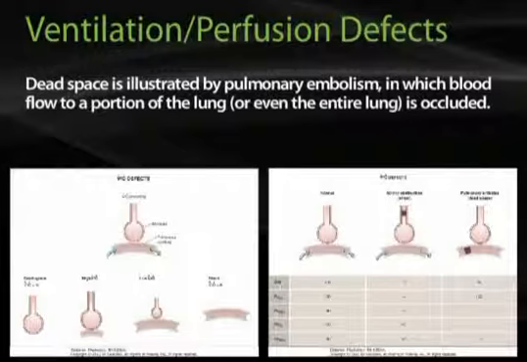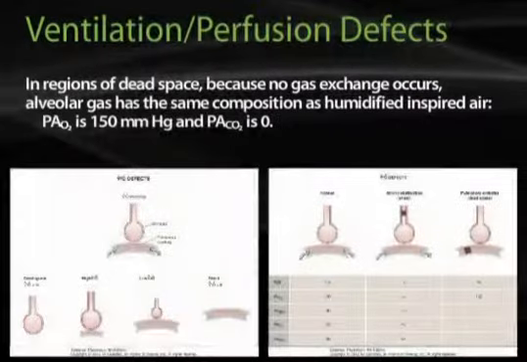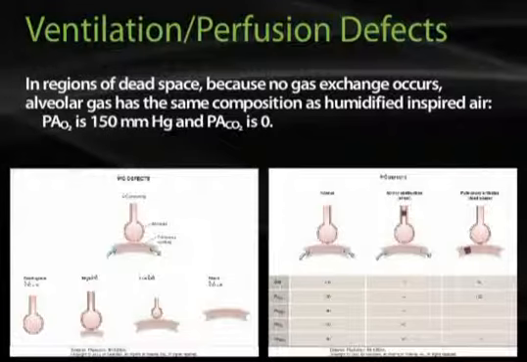An example of this could be the dead space created by a pulmonary embolism, in which blood flow to a portion of the lung or the entire lung is occluded by a clot, usually migrating up from pelvic veins in the leg. In these areas of dead space, no gas exchange is occurring, so alveolar gas has the same composition as humidified inspired air that we might find in the trachea. For example, an alveolar O2 of 150 and an alveolar CO2 of 0. No CO2 is coming back to these alveoli.